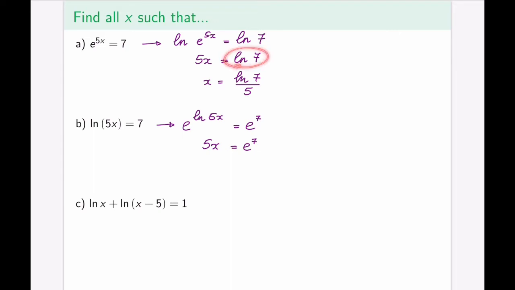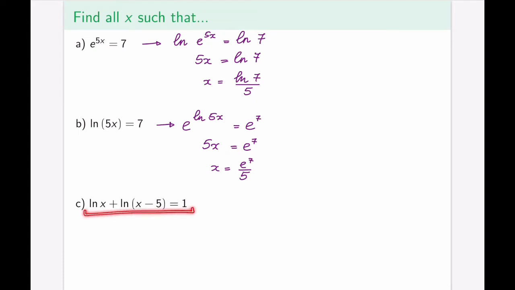Much like ln of 7, e to the 7th is also just a number that you can compute on your calculator. And so here, once again, dividing by 5 on both the right and left-hand side, I get e to the 7th over 5, which is going to be some kind of constant. So these two seem pretty straightforward, but it's a nice, easy illustration of the fact that if we have an exponential function, we apply the logarithmic function in order to solve for the exponent. And if we have a logarithmic function, we apply the exponential in order to get the variable from inside the logarithmic function.